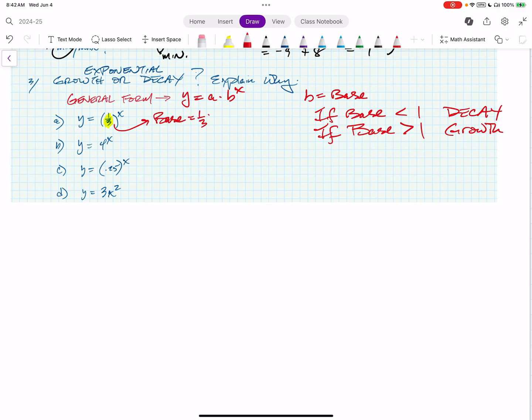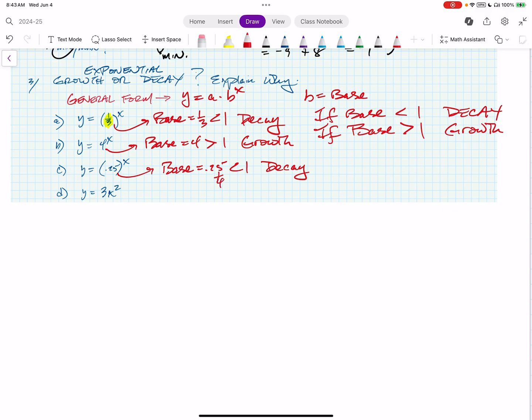Base equals 1/3. It is greater than, excuse me, less than 1. So less than 1, so you have a decay function, a decreasing decay function. Okay, right here, the base is 4, okay, which is obviously greater than 1, so you have a growth function. And then here on this one, 0.25, the base is equal to 0.25. That's obviously less than 1, so you have another decay function. 0.25 is the same thing as 1/4, which is obviously less than 1.